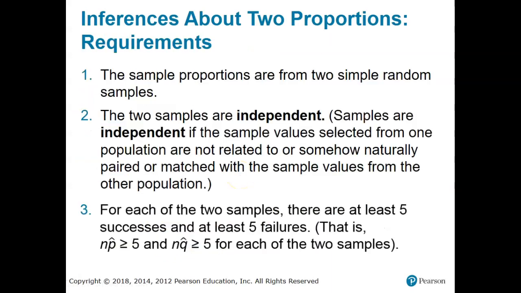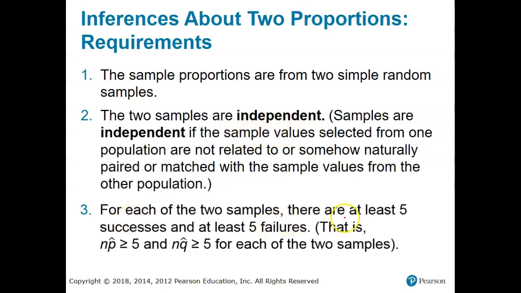Okay, a couple things about the requirements. The two proportions are from two simple random samples, which goes along with what we've been saying. The two samples are independent, and samples are independent if the sample values selected from one population are not related to, or somehow matched or paired with, the values from another population. So we're not looking at a before and after for the same person. That type of thing would be a dependent situation. Here we're looking for independent samples.